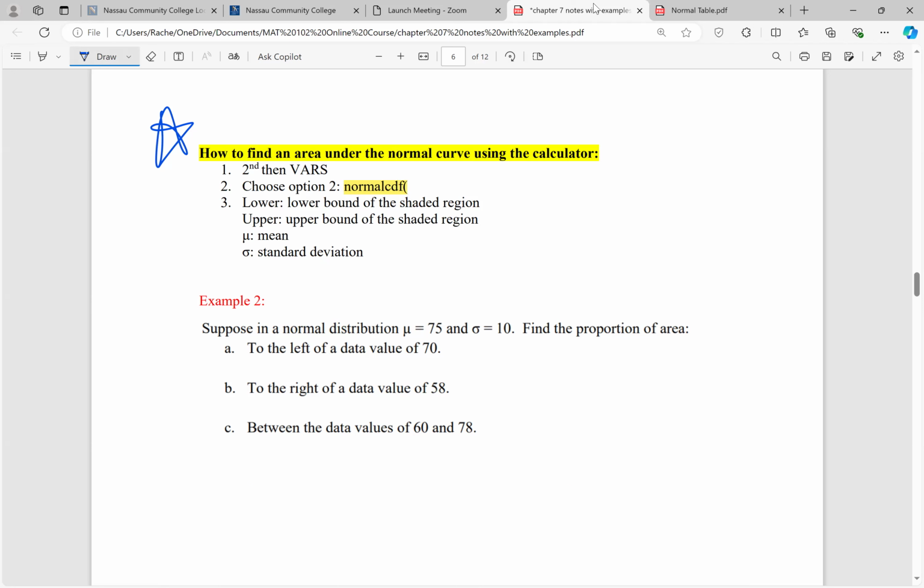Now, I just want to make a note. If we're using z-scores, then the mean is equal to 0 and the standard deviation is equal to 1, like I told you in the last lecture. So whenever we're using z-scores and we're not in actual units, we're going to have the mean, which is 0, of the standard normal distribution, and the standard deviation is 1.